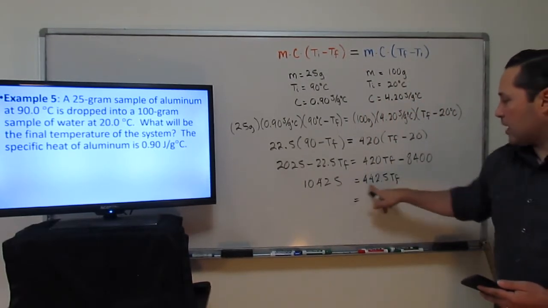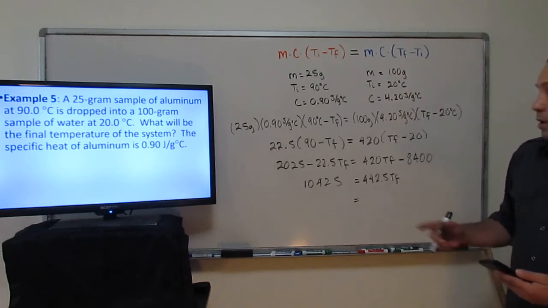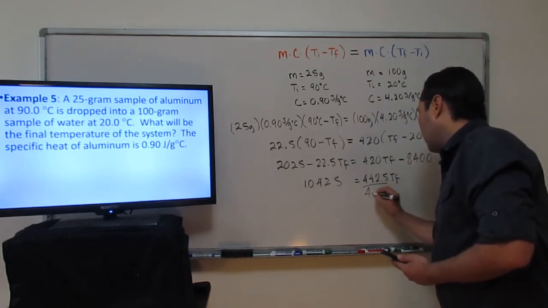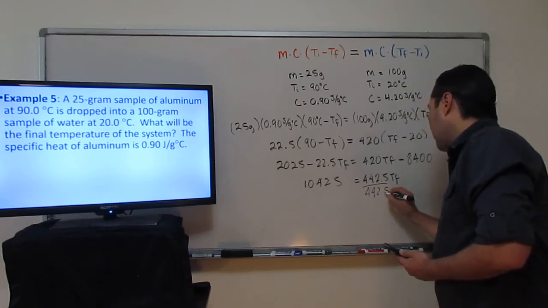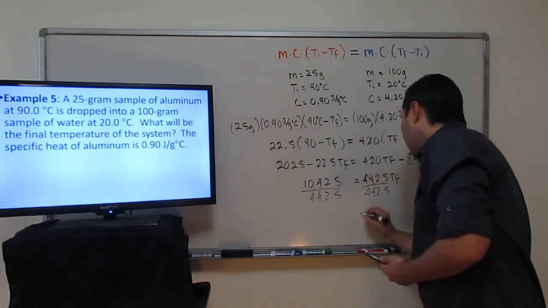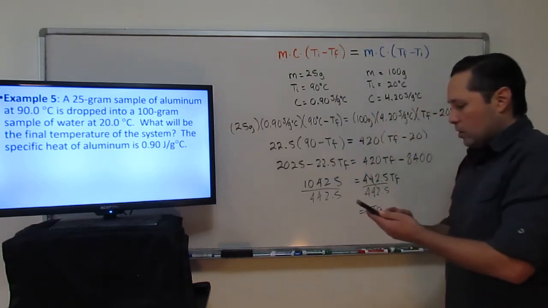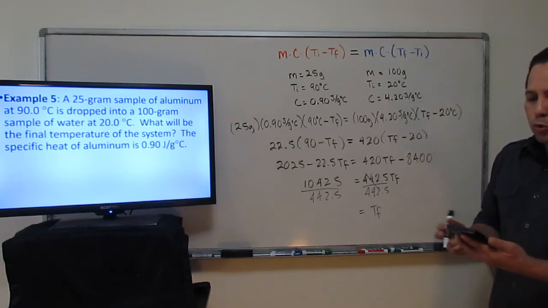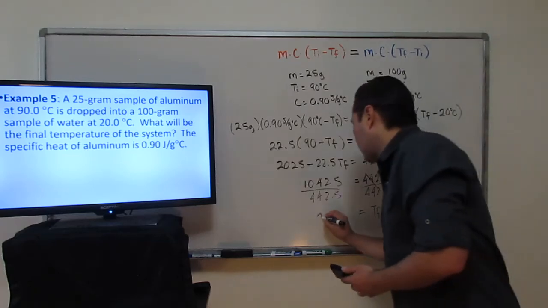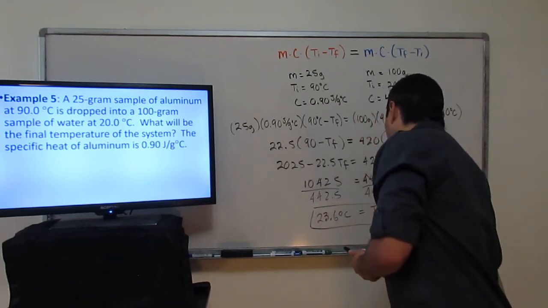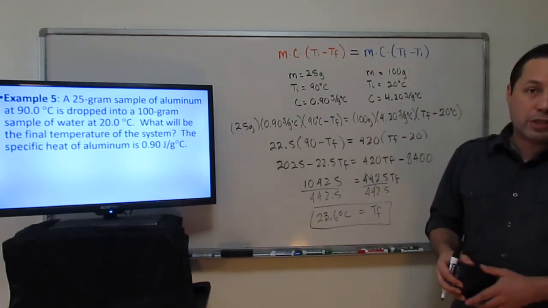So I'm going to divide both sides by 442.5. So I'm going to show the work for that. 442.5. Giving us our TF. So that's going to be, we're going to round it up slightly to 23.6 degrees Celsius. And that is our answer for the final temperature of the system.